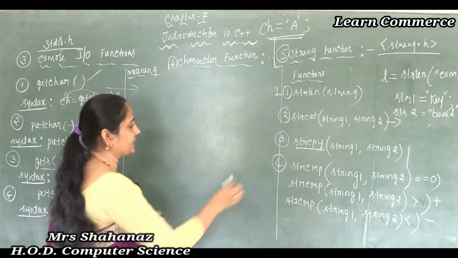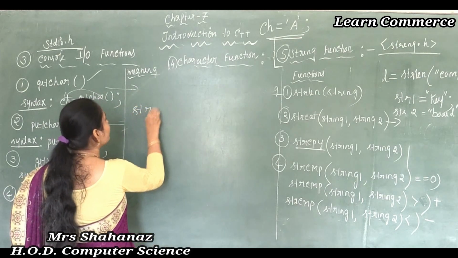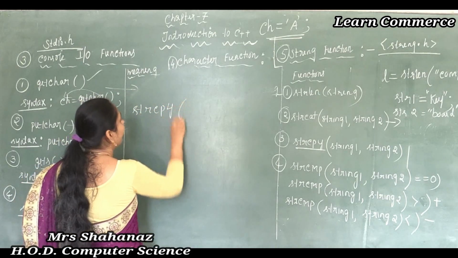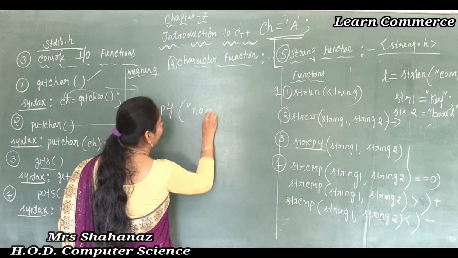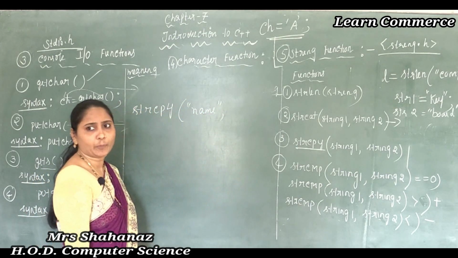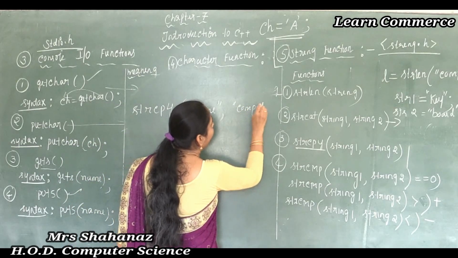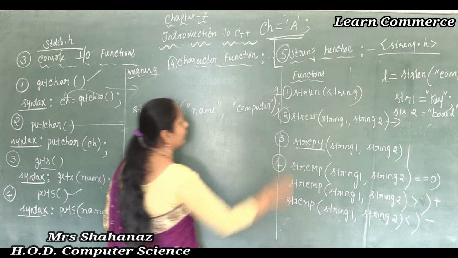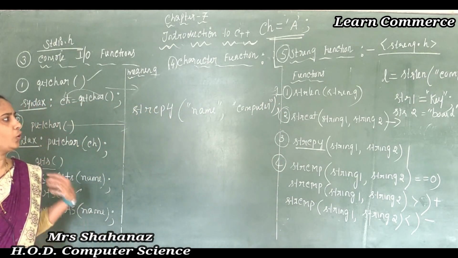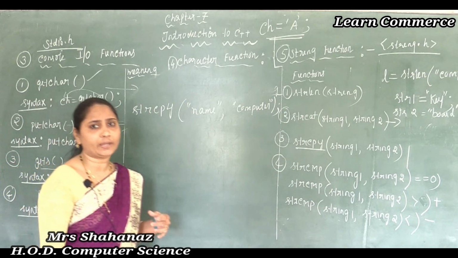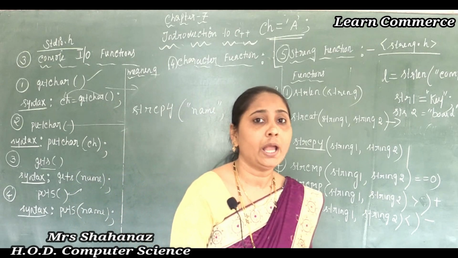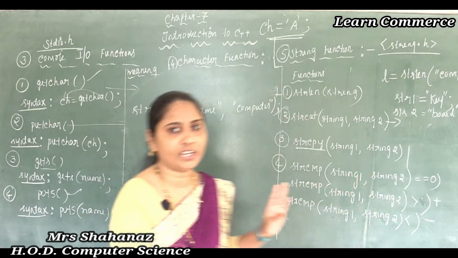We can write the example for this strcpy. So strcpy, okay, and next one is the name. So str1 I am going to use as the name, and str2 I am going to use as the computer. And we know that if any group of characters is going to be enclosed within double quotes only; for a single character, we need to use single quotes here.